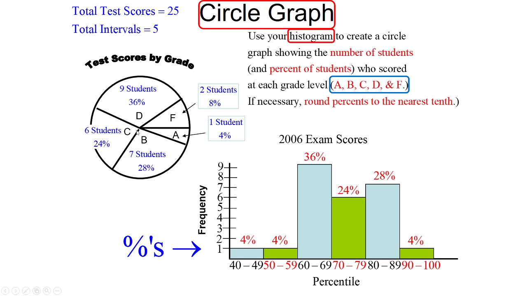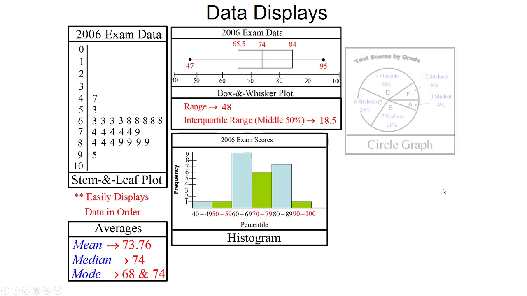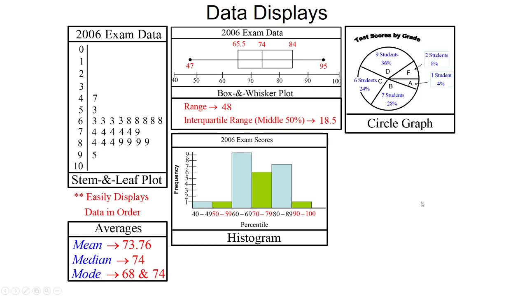And notice how it's titled. And then I have the sectors for each category, A, B, C, D, or F. And I have each of those sectors labeled with the grade, the number of students, and the percent of students. So let's put that into our displays, and there it is, circle graph. Now, if I remember right, I think we only have one more thing to do here.